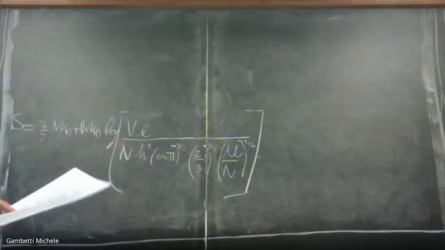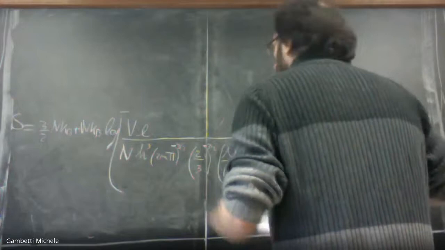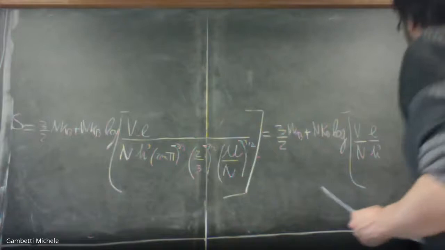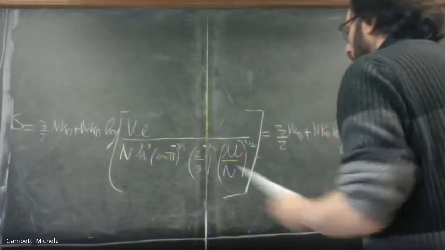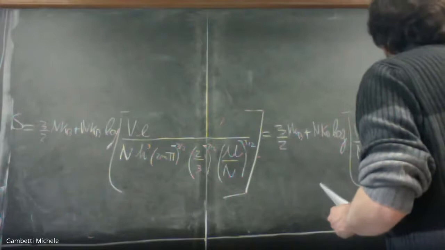Okay, so this is also equal to 3/2 N kB plus N kB times the logarithm of, let me write it again, V divided by N, and I have h to the power of 3, then I have 4/3 m pi to the power of 3/2, and then I have U divided by N to the power of 3/2.